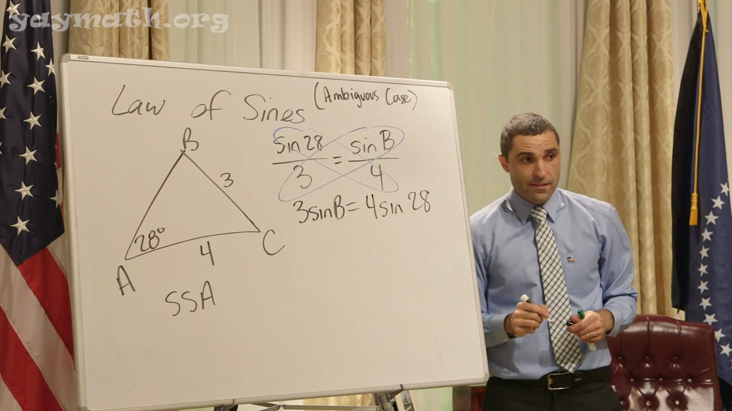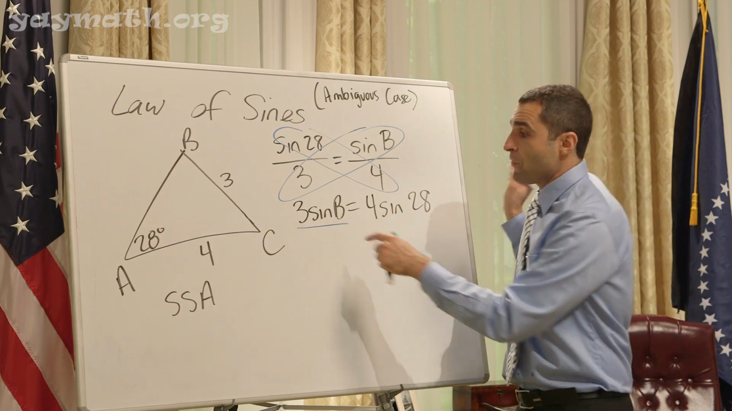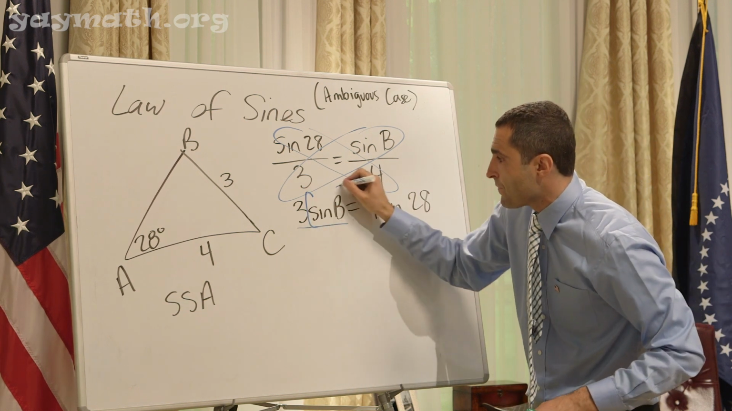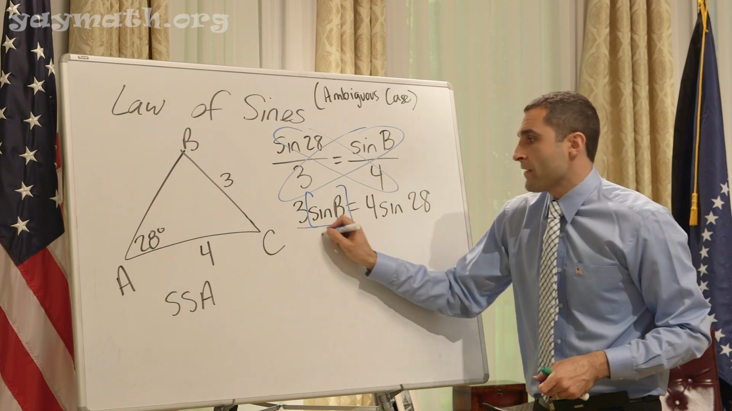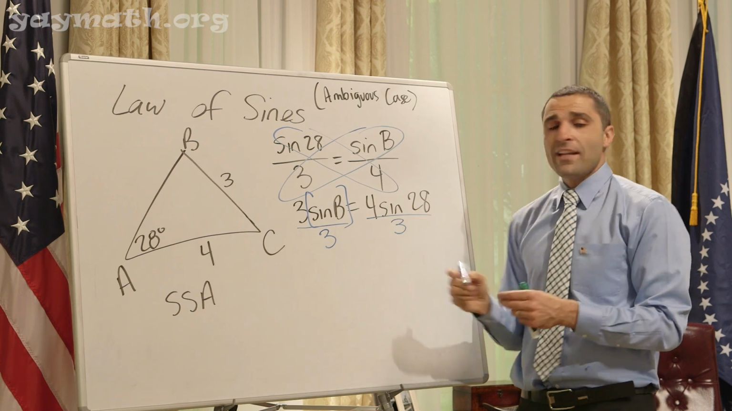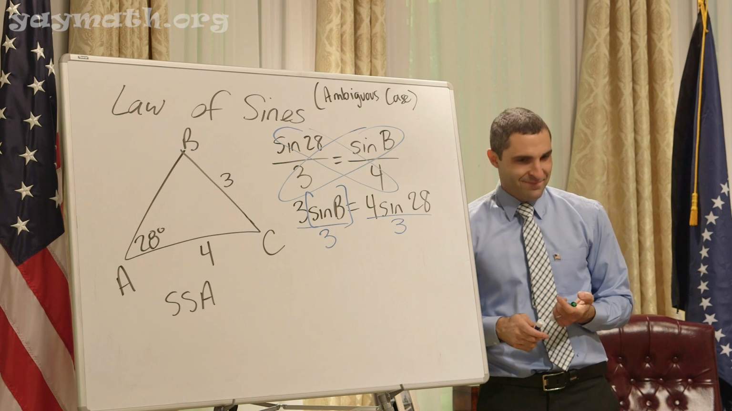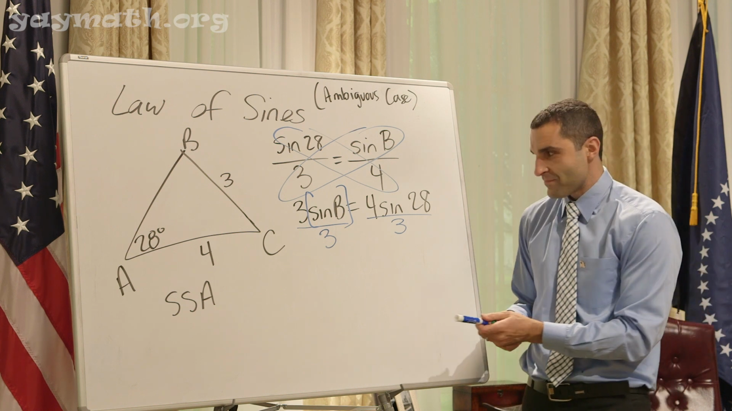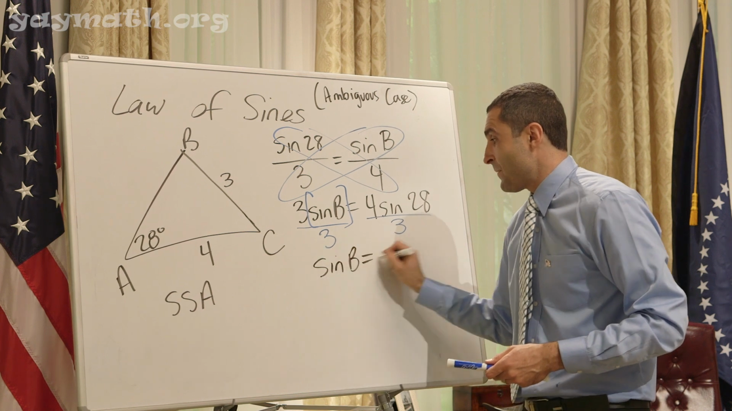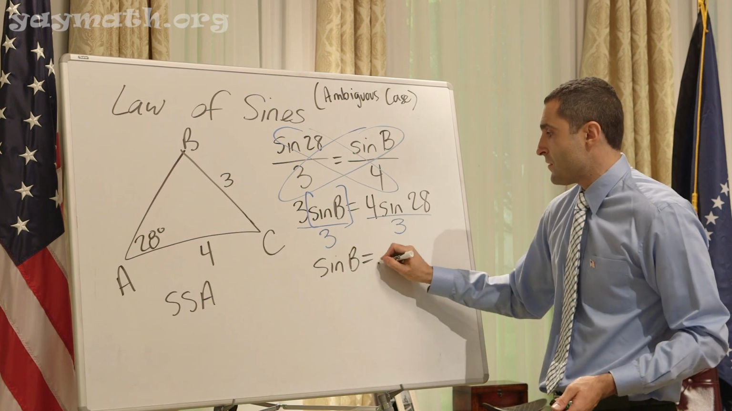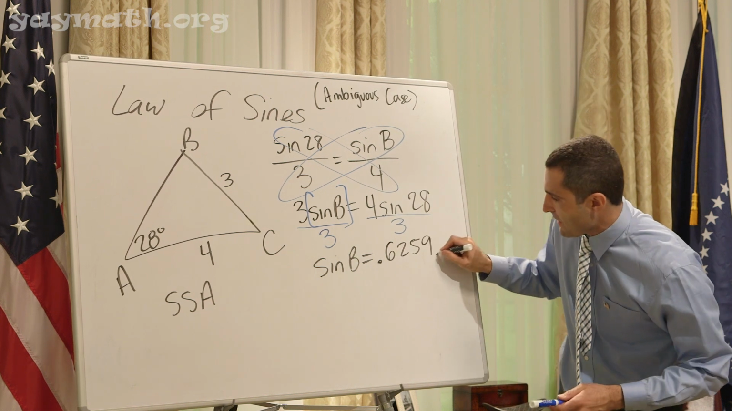To get sine B by itself, we divide both sides by 3. Sine B is its own thing, okay? So we divide by 3. That's right. I'm sorry. No need to apologize. When it comes to learning, it's all good. It's good to be wrong. I got 0.625962. Okay, very good. Let's give me 4 decimals. Point 0.6259.